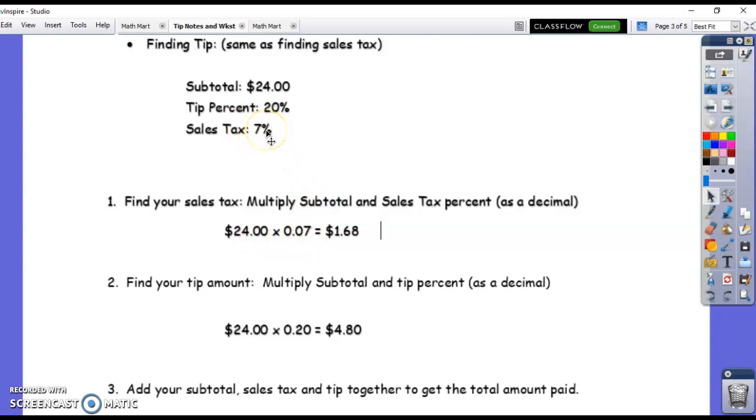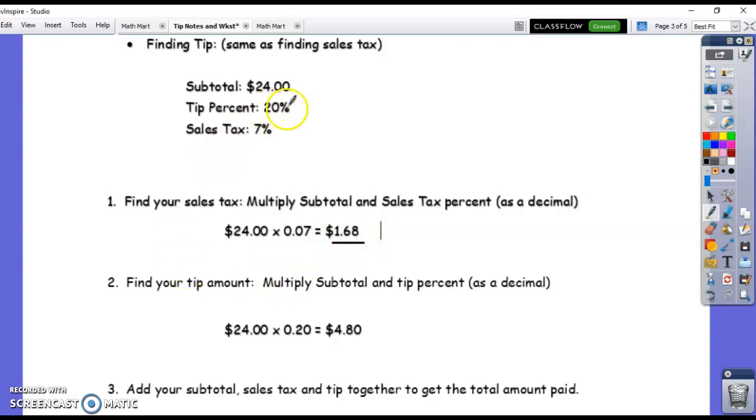Remember, you have to change your 7% to a decimal. And you do that by moving your decimal point over 2 places to the left. So if I move this over 1, 2, and put my decimal point here, I got to add in that 0. So it would be 0.07. And then, so that would be $1.68 for your sales tax.